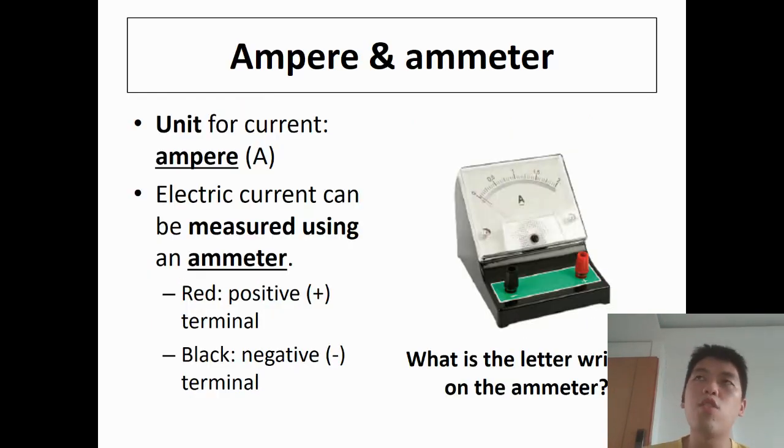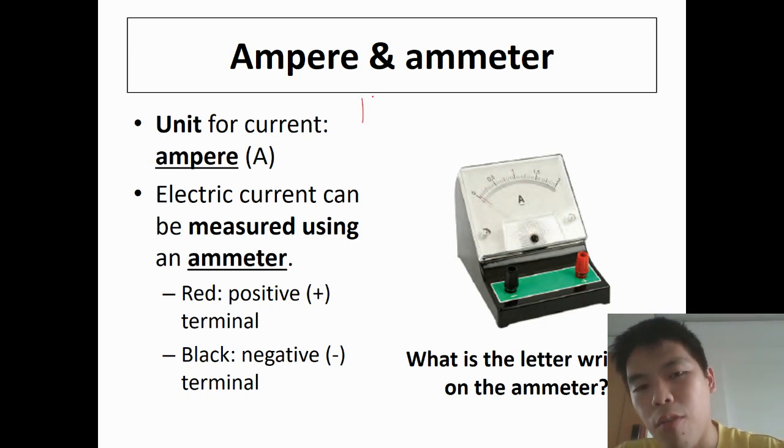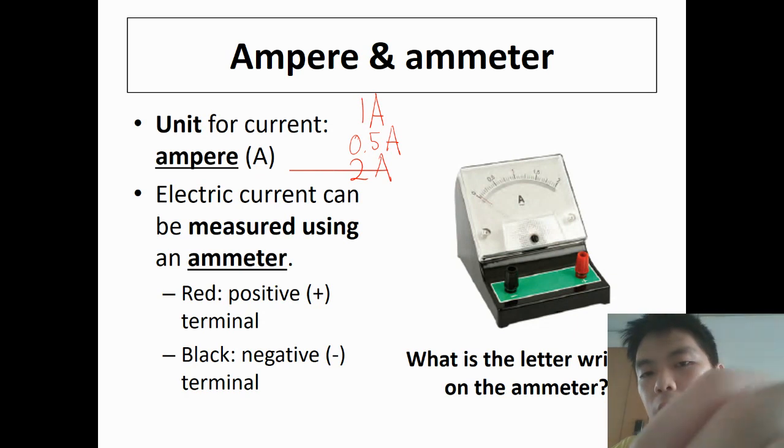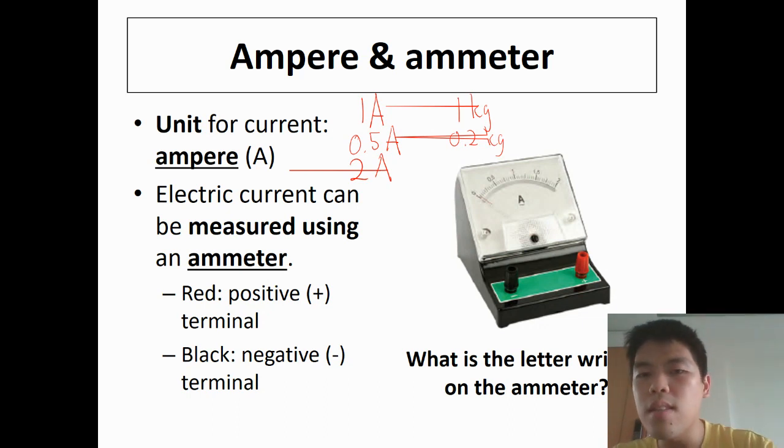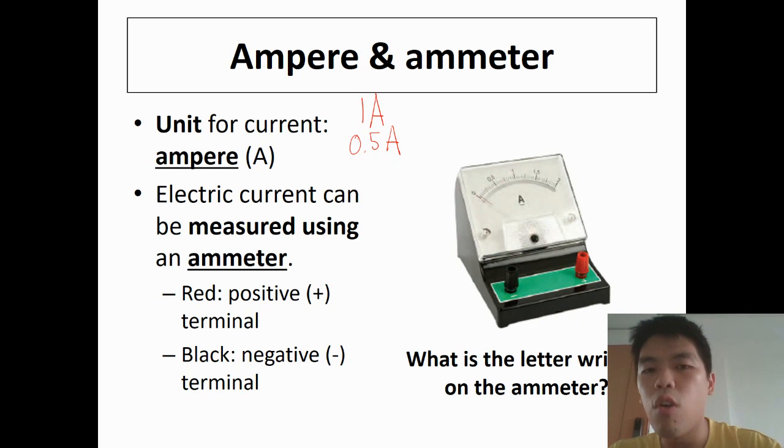How do we actually measure it and what is the units? So the units for current will be ampere. So example, we can have 1 ampere, we can have 0.5 ampere, or we can have 2 ampere. It's the same as saying kilogram. So it can be like 1 kilogram, 0.2 kilogram. So all of this itself is a unit. So we use ampere for current.